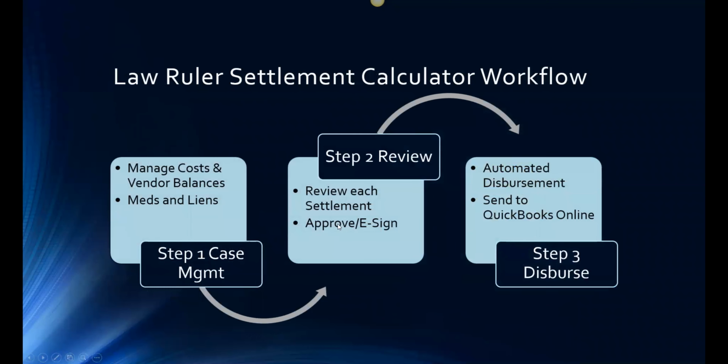Okay, so before we dive into the system, I just want to review a high-level workflow with everybody so they know what topics we're going to cover. First and foremost, although Law Ruler does have billing features for other types of billing such as invoicing and credit card online payments, that's not what we're covering today. We're reviewing contingency settlements and how those can be billed in Law Ruler. So first off, case management. This is where during the life of the case, you're going to manage your costs, add and update vendor balances, and input any meds and liens.